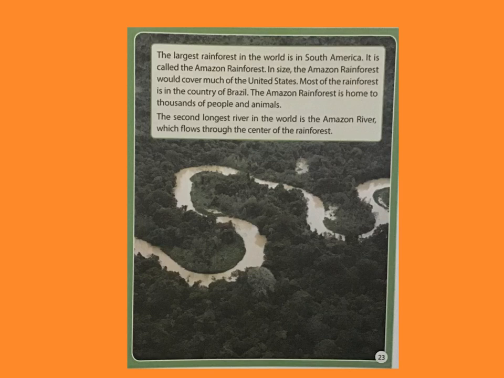Now, let me explain what a rainforest is. It's a forest found in warmer places that gets a lot of rain. That makes sense, right? Rainforests typically have very tall, leafy trees that form a canopy or roof overhead. Now, here's an interesting fact.